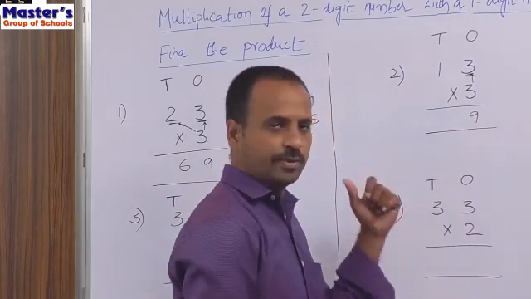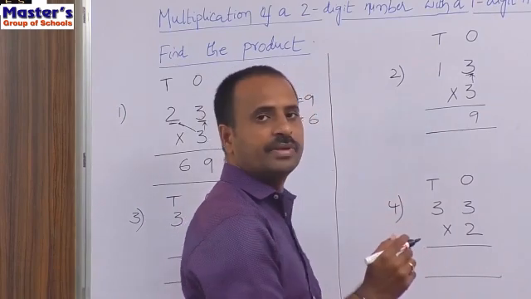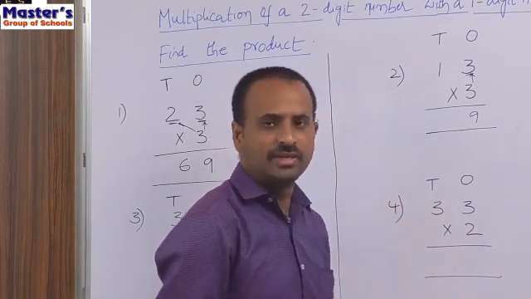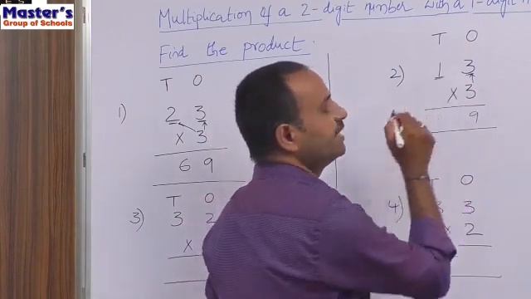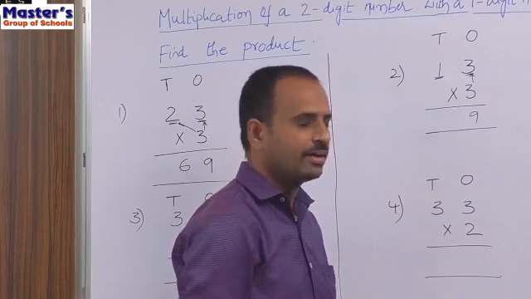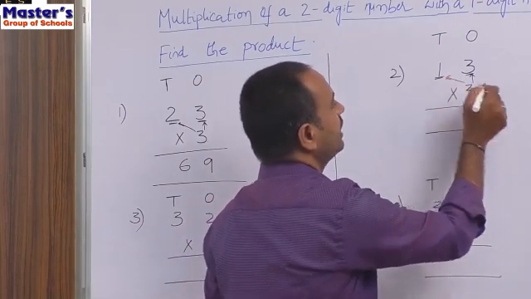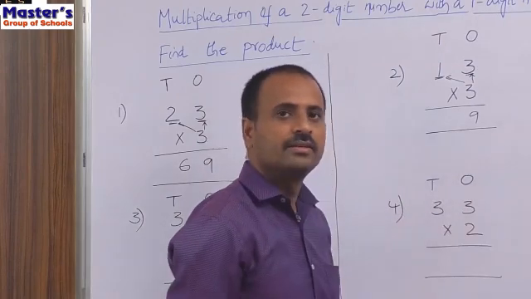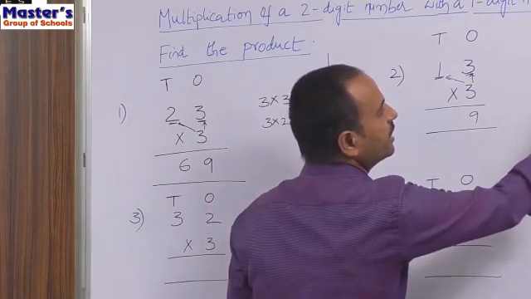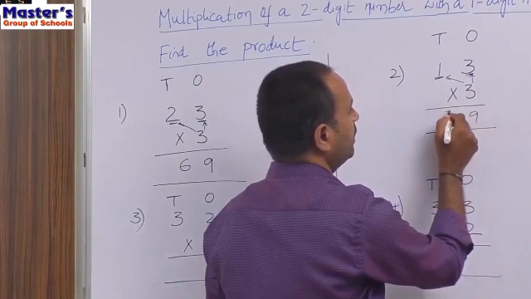And now go to tens place and multiply the digit present in the tens place with 3. So what is present in tens place? Here 1 is present in tens place. So multiply 1 with 3. That is 3 into 1. Children, 3 1s are 3. So write 3 under tens place.